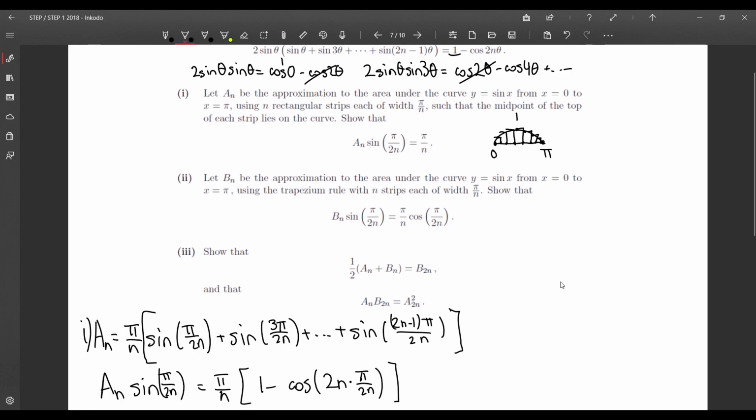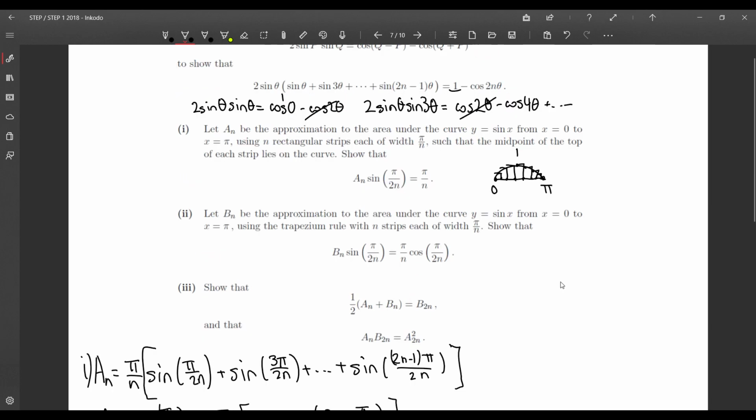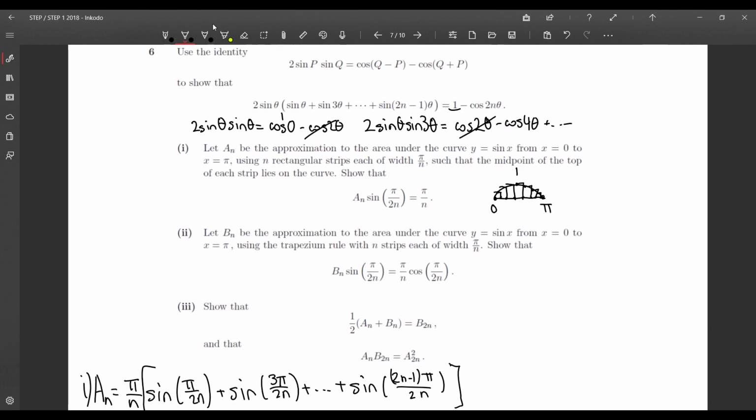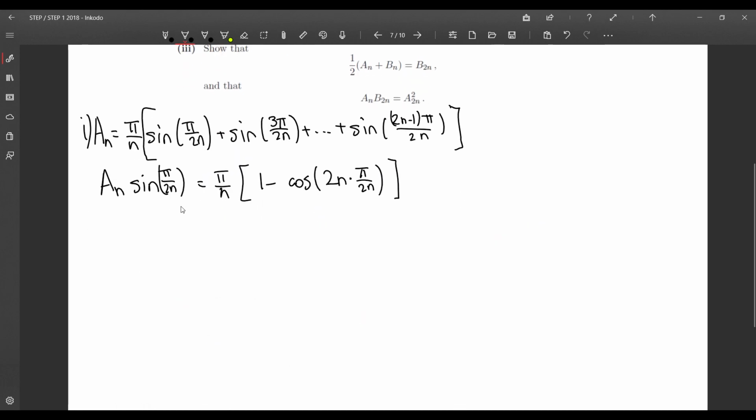Oof, where did I go wrong? There's this 2 here. There's this missing 2. So if we divide, then we get 1 minus cosine 2n theta over 2. So what we have is we have that over 2 missing. This is 1 minus negative 1. That's 2. So this cancels. We get pi over n.